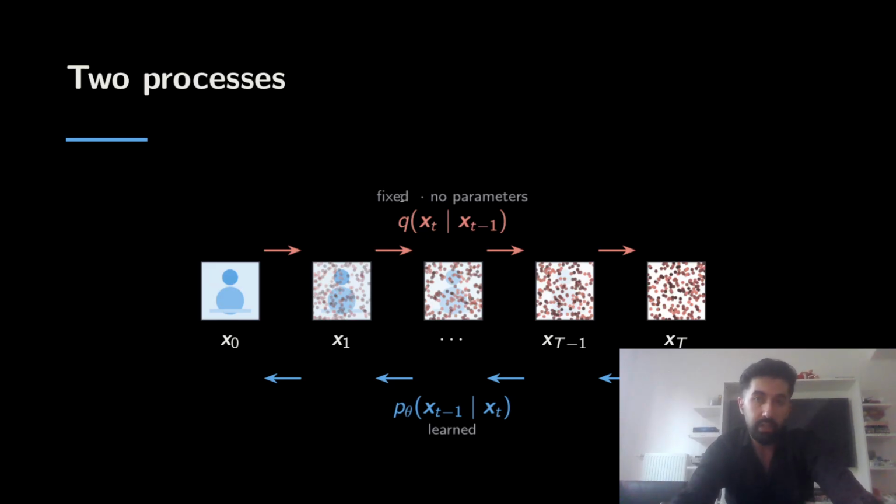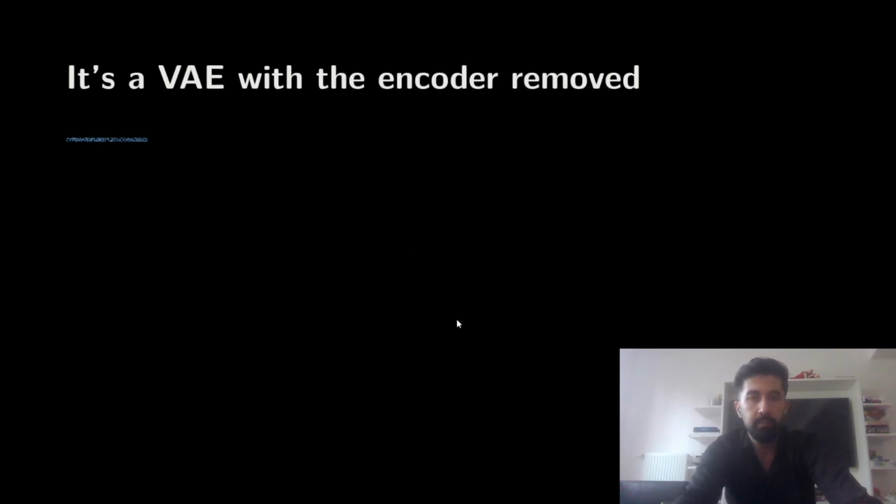So destruction is free. The forward process over here, the q, the forward process, has no parameters. We're basically destroying the image. However, the blue process, the backward process, has parameters, and it's neural networks that we're trying to learn.